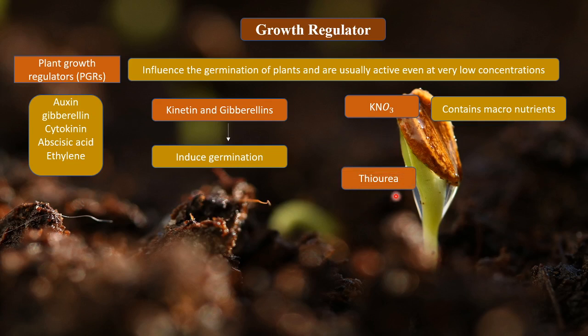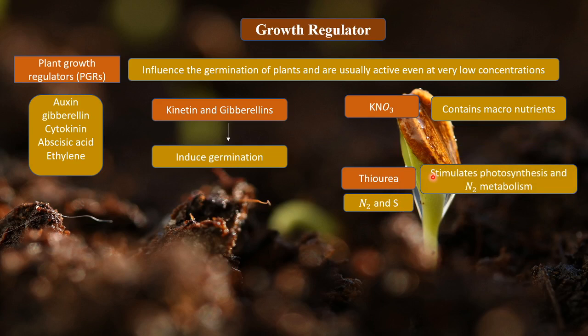The second important growth regulator is thiourea. Thiourea, again, consists of nitrogen and sulfur, right? So nitrogen and sulfur both are macronutrients which are important for the plant to grow. So seed is a part of plant, and seed to grow also requires macronutrients. So what thiourea does, it stimulates photosynthesis and nitrogen metabolism.